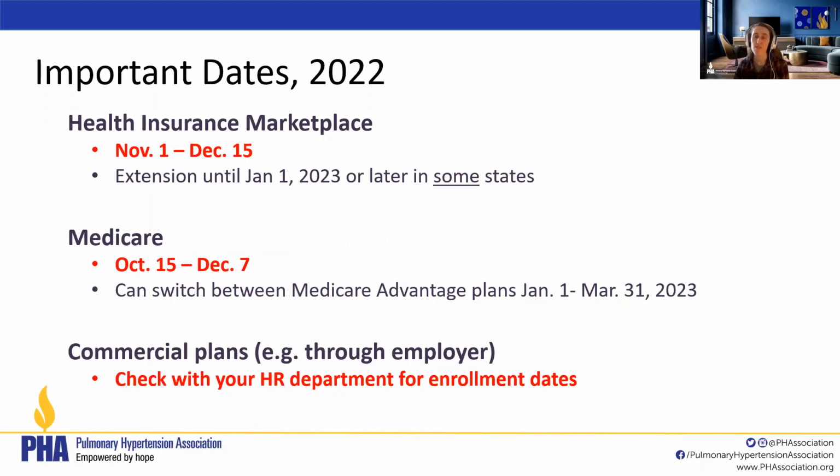And then lastly, for commercial plans, most commonly that's going to be through you or your spouse's employer. Those tend to vary based on the employer, so your best bet is to check in with your HR department, or go to your insurance plan's website, whatever you need to do to figure out what those specific enrollment dates are. It does typically tend to be towards the end of the year though, so this is still definitely a great time to be thinking about this.